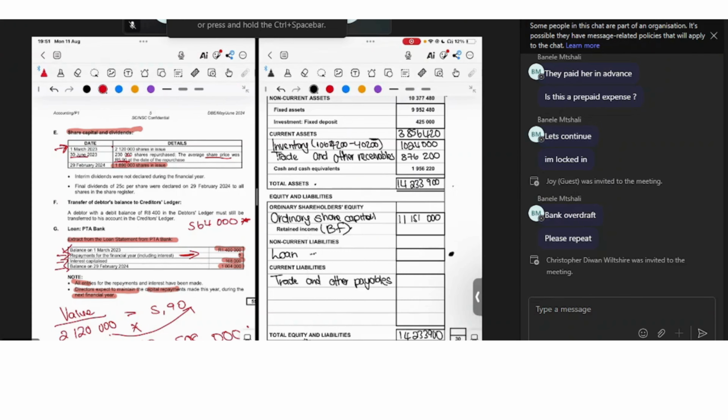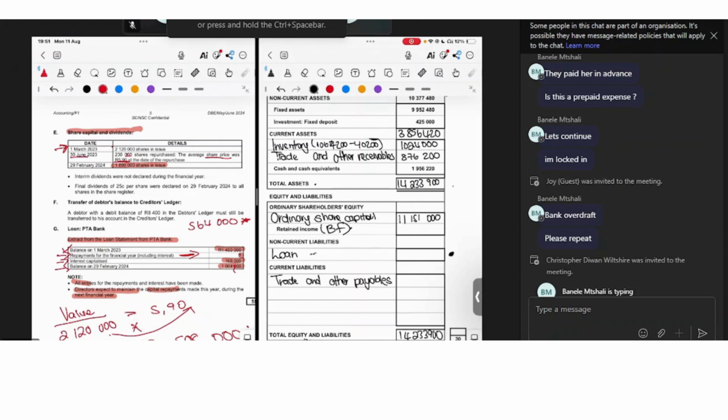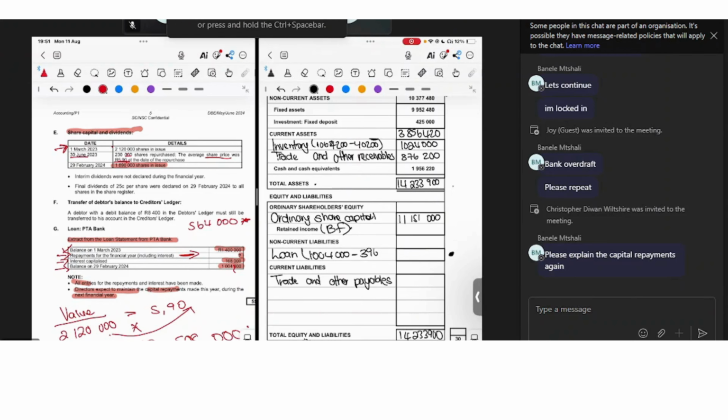So that means we need to remove it from the end of year balance. Now, how are we getting our balance? Take the 1.4 million minus the 396,000, which gives you the 1,004,000 here. And then once you have that 1,004,000, also subtract the current portion of loan again, which is 396,000, because that will be going to our current liabilities. So that will be a million.